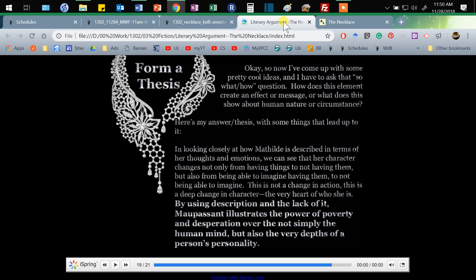So my thesis, okay, which one of these elements and what does it do? What does it show us? By using description and the lack of it, Maupassant, because he's the writer and he's making decisions about what he gives us and what he doesn't, illustrates the power of poverty and desperation over not simply the human mind, but also the very depths of a person's personality. The very depths may be a little dramatic, but hey, it's English class, you can do that.